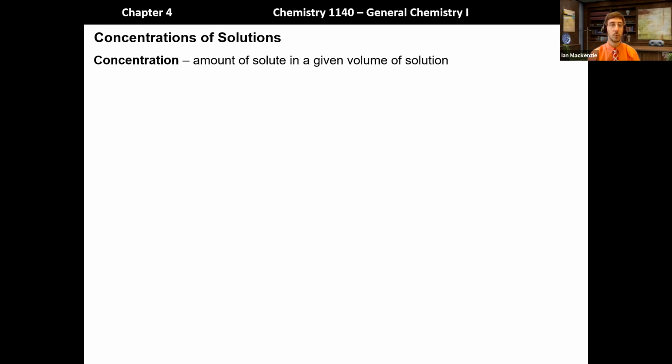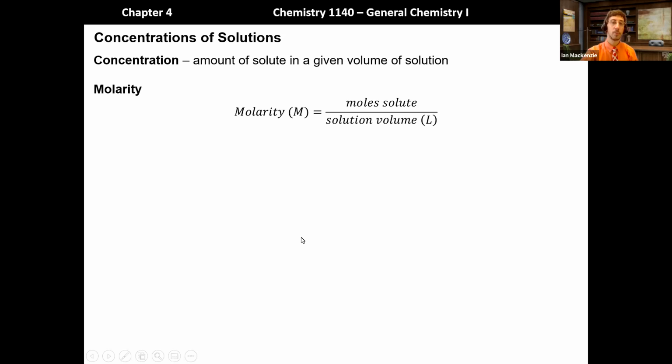Now, there's multiple different ways to express this. We'll go through some of those. But the most common is the use of molarity to describe concentration. Molarity is simply the moles of the solute divided by the solution volume in liters. So it has units of moles per liter. We often write molarity as having units of capital M. Those units themselves are comprised of moles per liter.